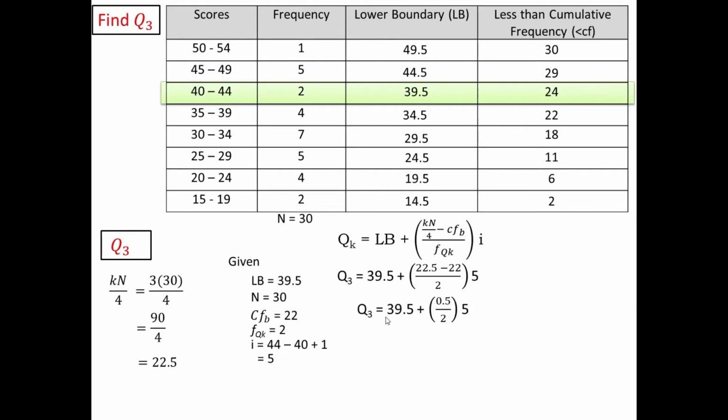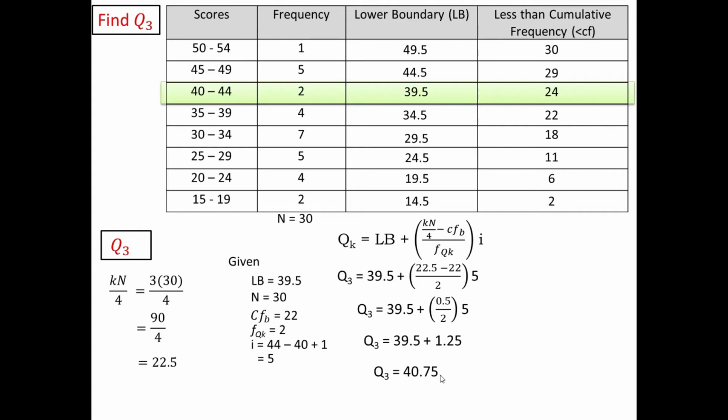So we have Q sub 3 equals 39.5 plus 0.5 over 2, times 5. Dito, sa part na to, pwedeng rekta na kaagad. So, 0.5 divided by 2, yung lalabas na sagot, i-times mo kaagad kay 5 gamit yung inyong calculator. Doing that, we have Q sub 3 equals 39.5 plus 1.25. Ito yung result pag sinimplify to. Add na natin, 39.5 plus 1.25, that is equal to 40.75.